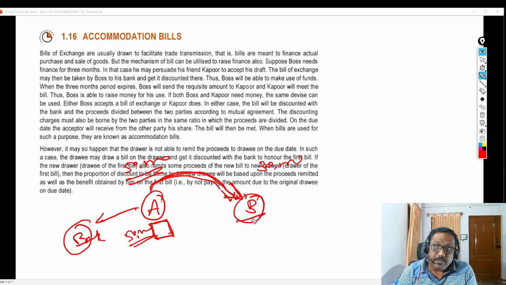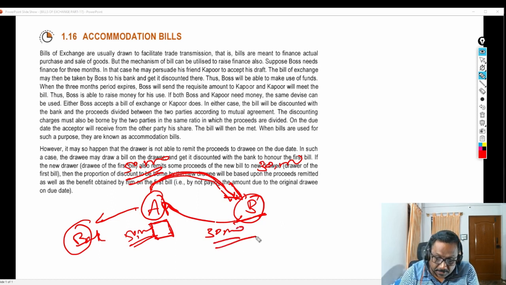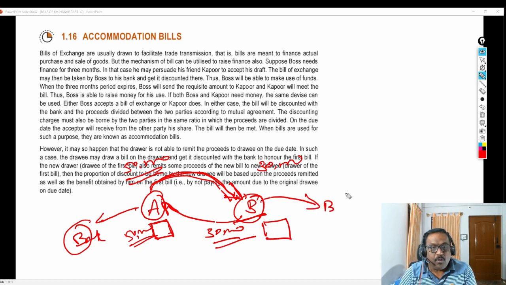Then what will B do? He will write a 30,000 rupees bill on A, and A will accept and send it back to B. Now the bill is with B. B will go to the bank and ask the banker to provide the discount facility. He will get his bill of 30,000 discounted.